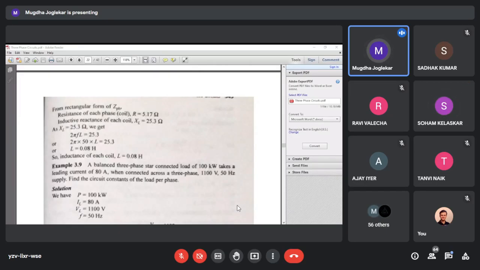Or they may say voltage across the phase is 200 volt, or voltage across the phase is 400 volt. Like that, they can mention. Otherwise, if it is the supply voltage, that is your line voltage only. Coming from supply, so it's a line voltage.